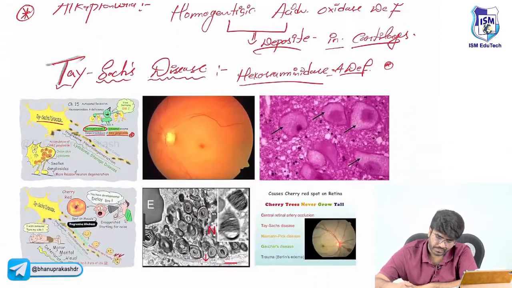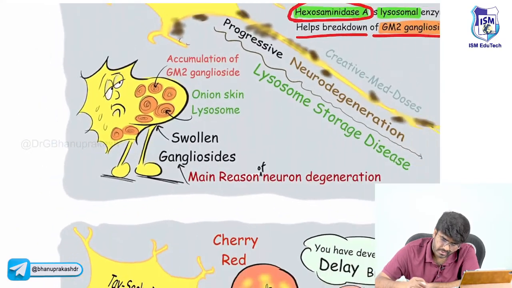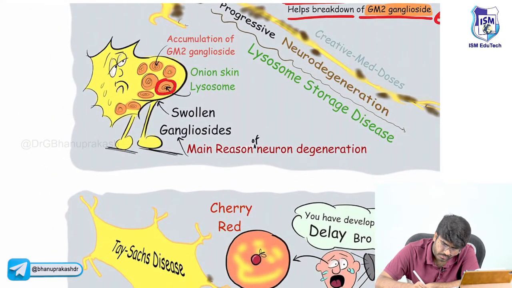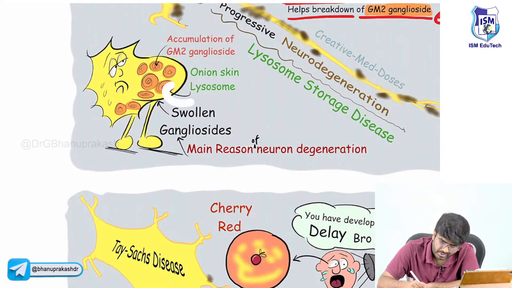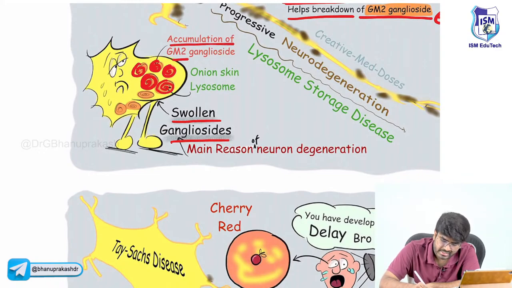So these are the lysosomes within the neurons, especially within the neurons. Inside these lysosomes, who is getting accumulated? The GM2 gangliosides are getting accumulated. See the swollen gangliosides inside the lysosomes. That is giving this onion skinning appearance, the onion skin lysosome.